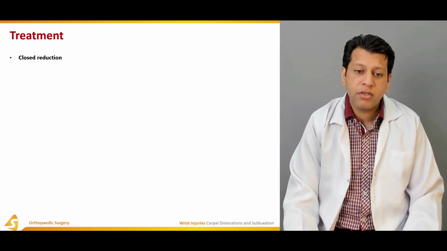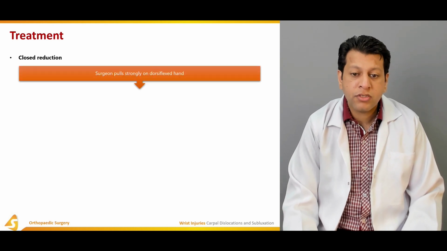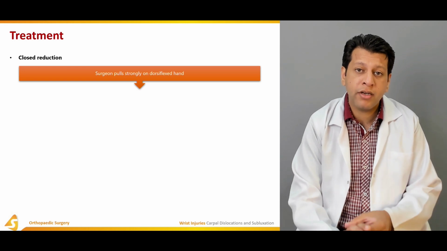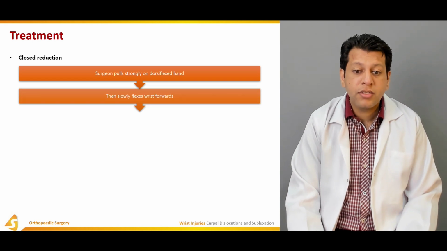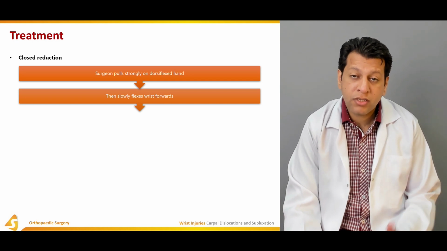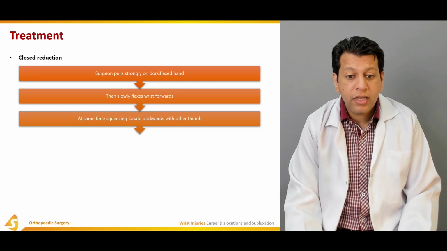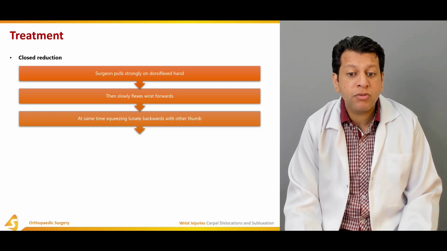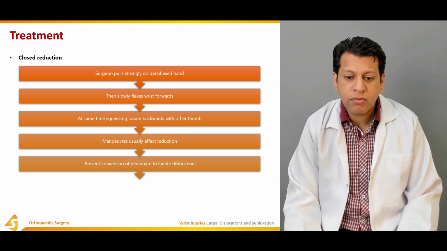Now coming to the treatment. First and foremost, for any dislocation, is to reduce it closed. Under GA, first the surgeon pulls strongly on the dorsiflexed hand. If the hand is held in dorsiflexion, a lot of pull is applied. That is the procedure. Then slowly the surgeon flexes the wrist joint. When flexing the wrist joint, the surgeon is actually applying pressure on the lunate to push it back into the radiolunate fossa, at the same time squeezing the lunate backwards with the other thumb. This maneuver usually effects reduction and converts a perilunate to a lunate dislocation.